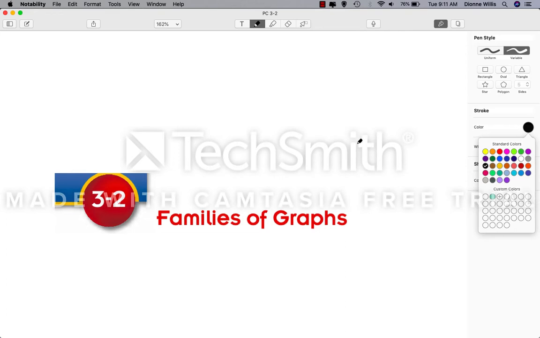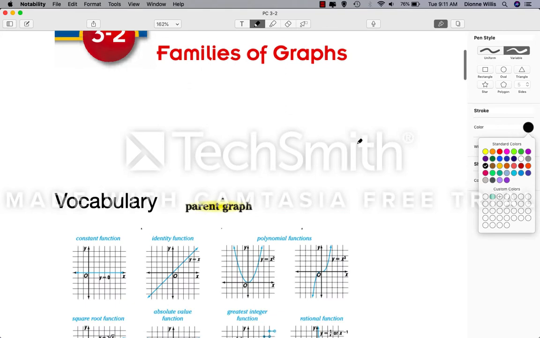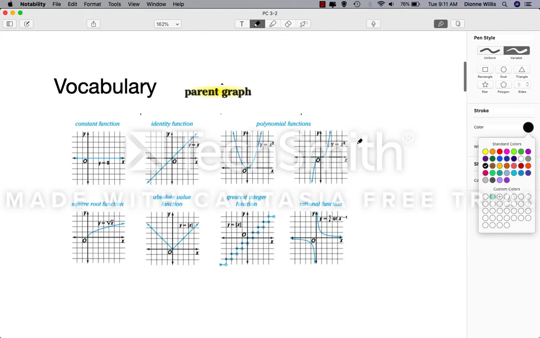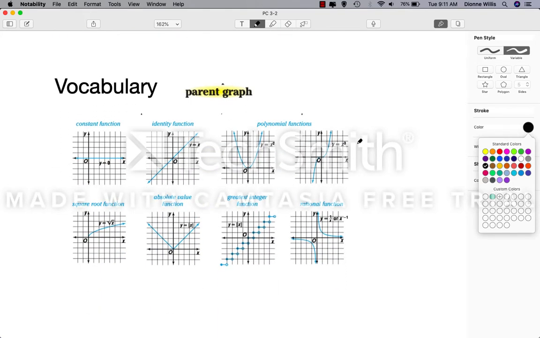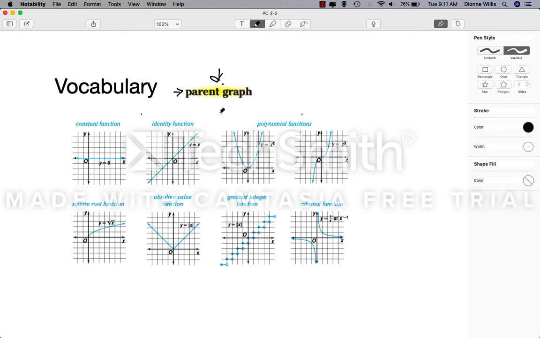Hi, pre-calculus friends. We are looking at section 3.2 and we're talking about families of graphs. We only have one vocabulary word and that is parent graph. And parent graph, honestly, could be any graph that we're going to riff on. Any graph of a function that we're going to manipulate or that we want to consider for manipulation.